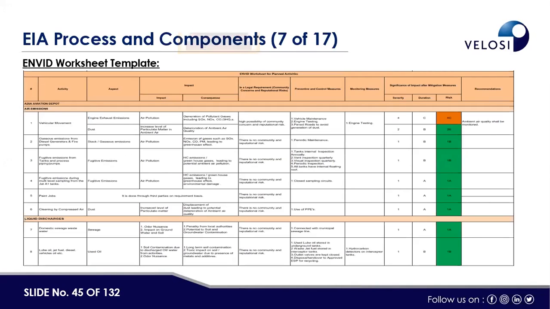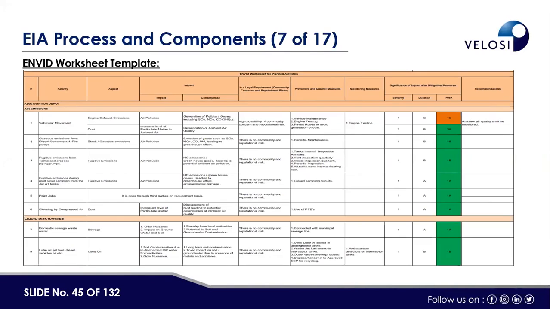So basically, now you can see a template. This is the ENID workshop worksheet template, where you can see the activity. We have to mention what activities can impact the environment, then the aspects as well. On the basis of aspects and activity, we can identify the impacts and their consequences. And then we have to check whether it is a legal requirement or not. For example, is there any community concern or reputational risk? Then on the basis of environmental impact, we have to mention preventive and control measures, and accordingly the monitoring measures that are in place, or that will be in place.